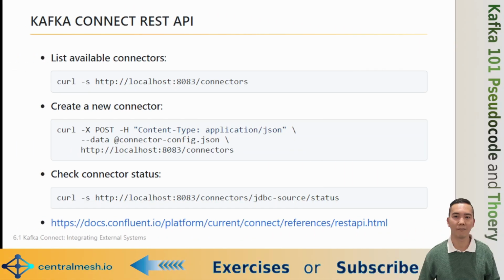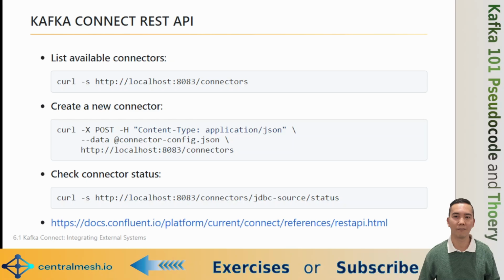We talked about how to run Kafka Connect and how to configure connectors, but how do we actually manage them once they are up and running? That's where the Kafka Connect REST API comes in. Kafka Connect provides a simple API that lets us control connectors remotely. No need to dig through config files or restart services manually. Here are a few key things we can do with it.